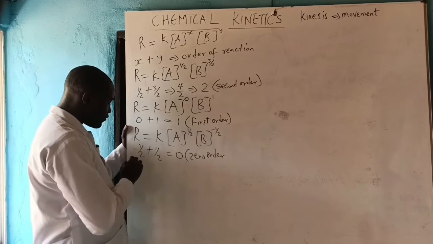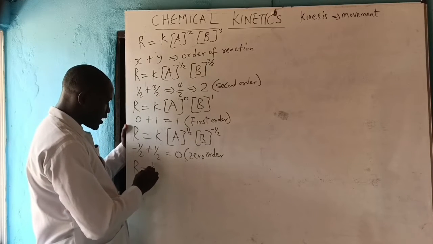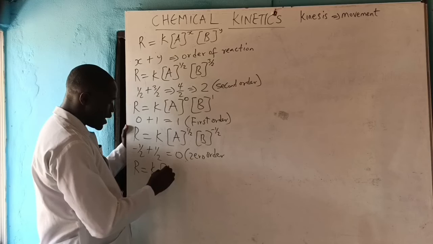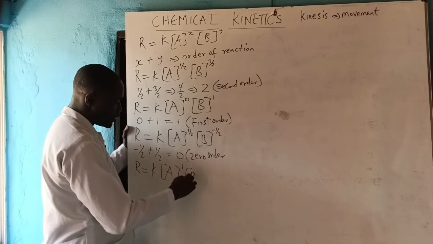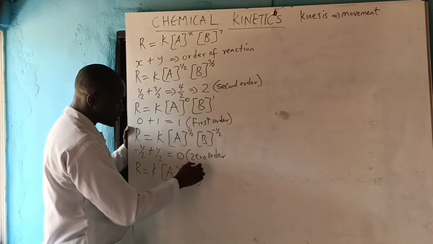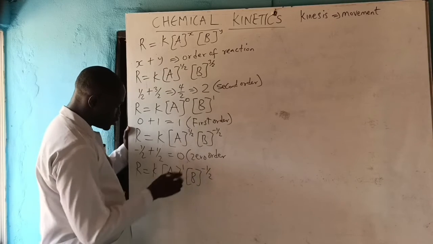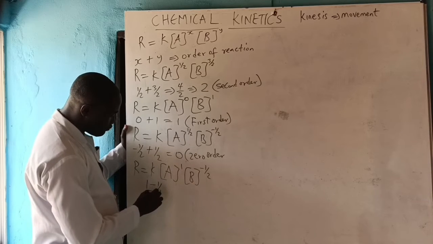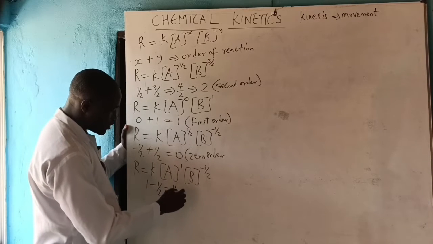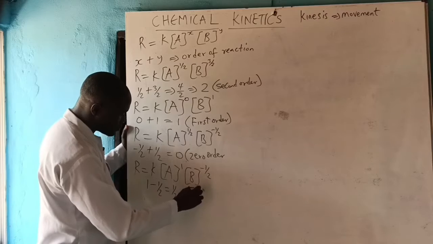When you also have r equals k, A raised to the power of, let's say, 1, B raised to the power of minus half, you tell them that x plus y will be equal to 1 minus half, equals half. This is what we call half order.